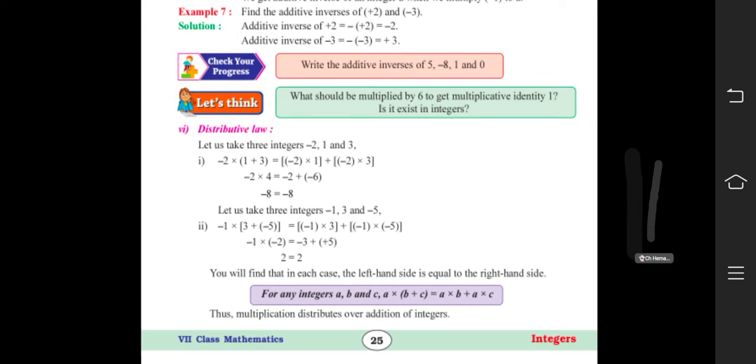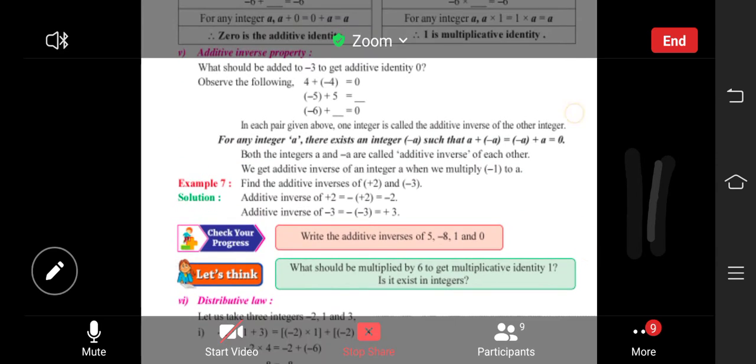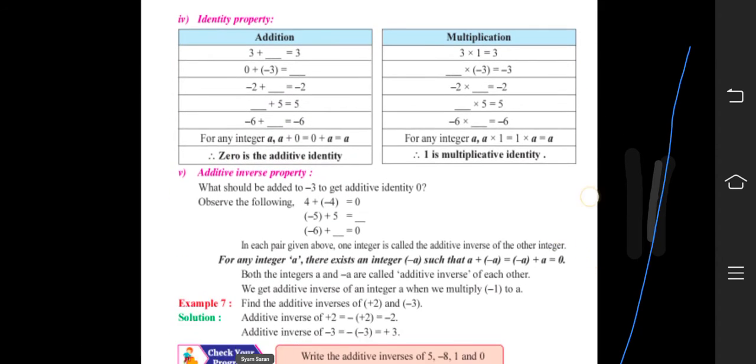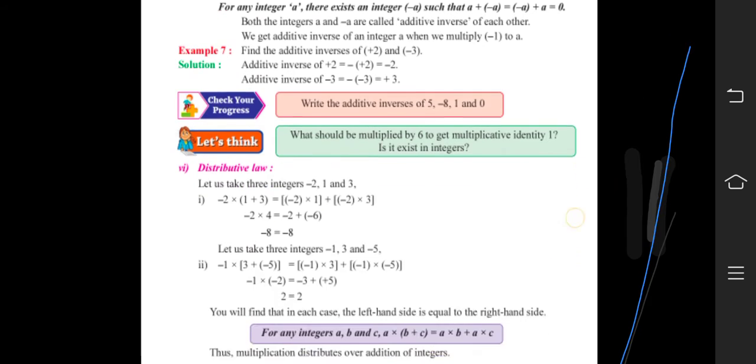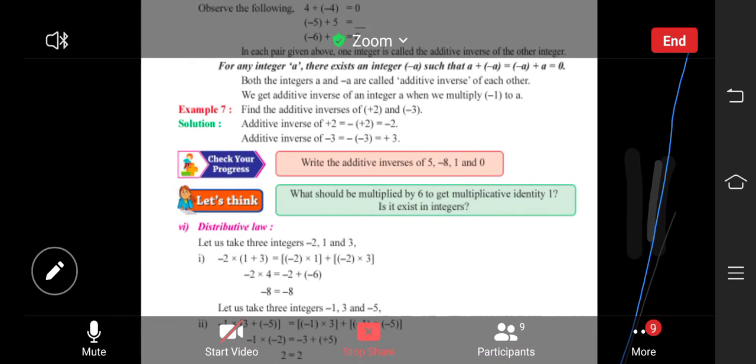Next, another property is there: the distributive law. In the distributive law, we have 3 integers. For any integers a, b and c, a into b plus c is equal to a into b plus a into c. I will do it on the board, children. So today, what is the homework, children? You should complete this table. And the orange box is there, no? That one also you should do as homework. That is the homework today.